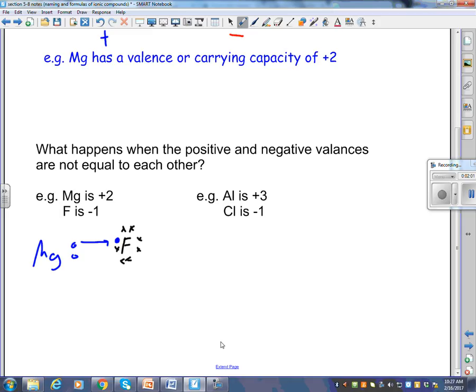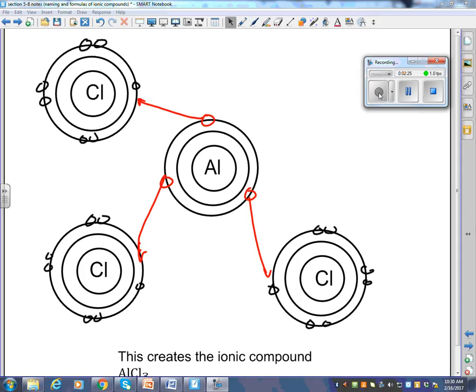I showed you this a little bit yesterday. What do you need? You need another F, right? And we showed that yesterday with the paper things. I showed you how to do that. Same thing with aluminum and chlorine. So this one here, what's the formula? How many Als do we have? 1. How many Cls? 3.